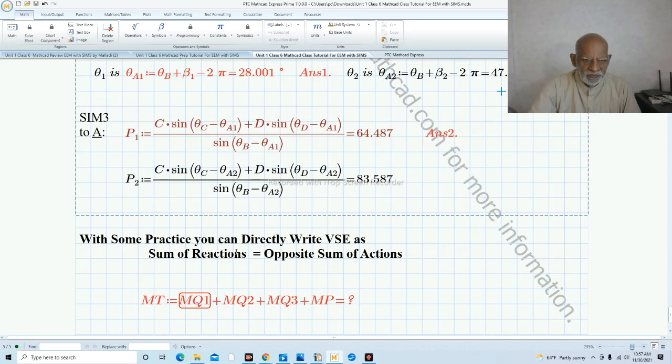And with some practice you can directly write VSE as the sum of reactions is equal to the opposite sum of reactions, which we have just done.